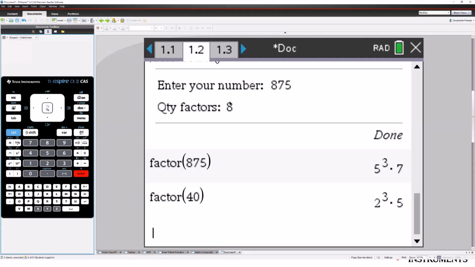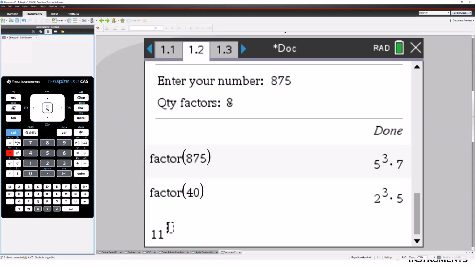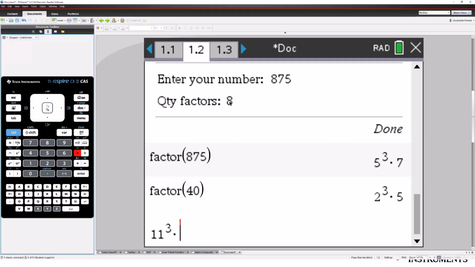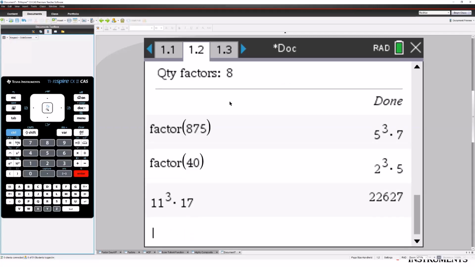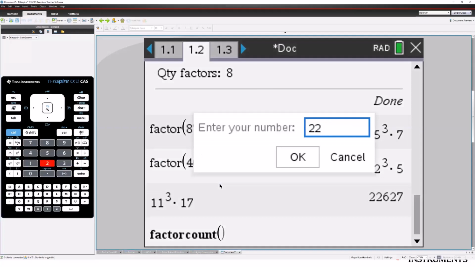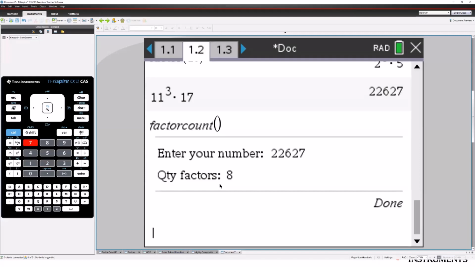So now it's time to test a hypothesis. And that is, what if I got some other prime number, let's say 11, I'll raise it to the power of 3, and I'll multiply it by some other prime number, and I have no clue what this number is going to be, 22627, but I believe it probably has 8 factors. Now let's see if we're right. So we go variable, factor count, and I want 22627. Sure, got that right? And it says there's 8 factors.